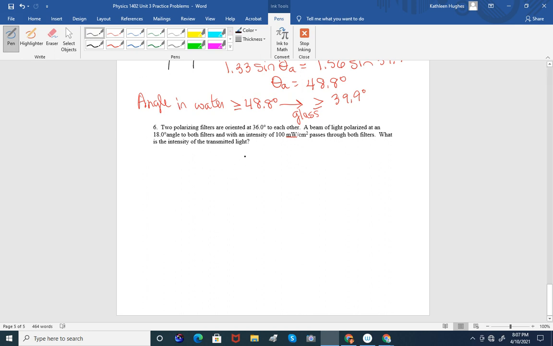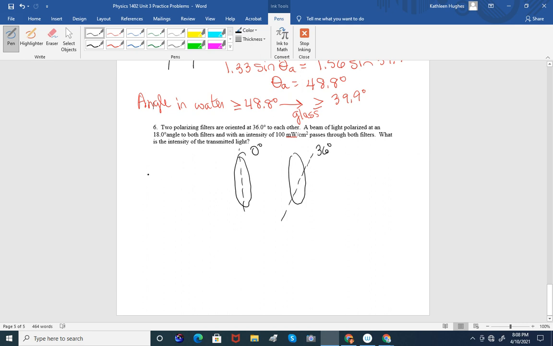There's one filter. If we let its polarizing, let's say it's vertically polarized, and we call that 0 degrees, then the other filter is polarized at 36 degrees because they're polarized at 36 degrees to each other. A beam of light polarized at an 18-degree angle to both filters and with an intensity of 100 milliwatts per centimeter square passes through both filters.